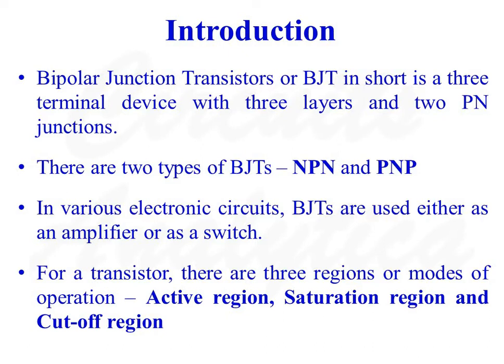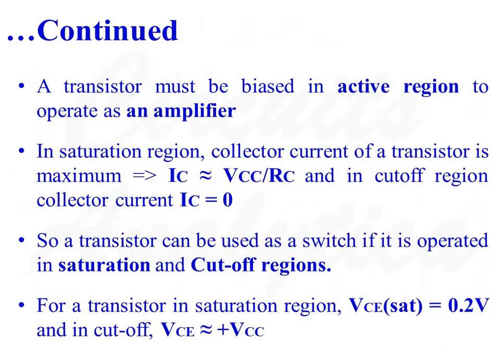For a transistor, there are 3 regions of operation or 3 modes of operation: active region, saturation region, and cutoff region. A transistor must be biased in active region to operate as an amplifier. In saturation region, collector current of a transistor is maximum. So collector current is approximately equal to VCC divided by RC, and in cutoff region, collector current IC is equal to 0.